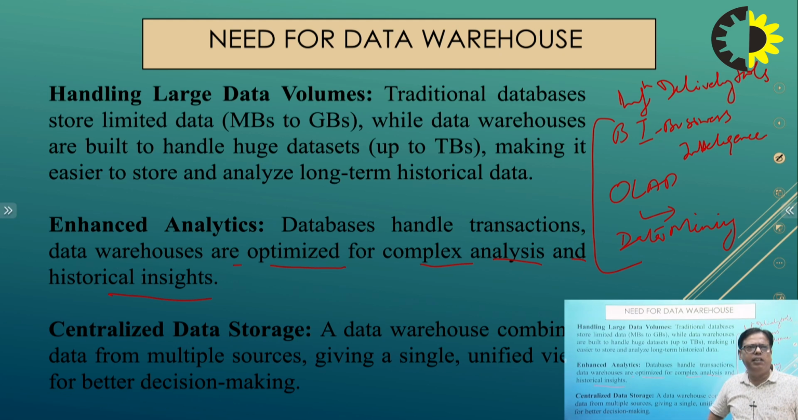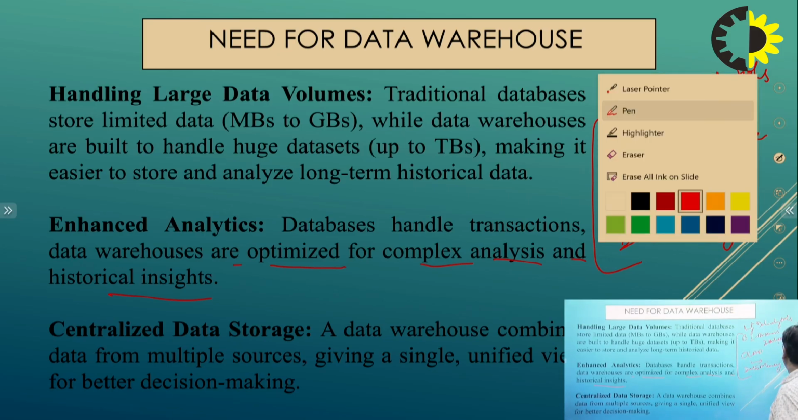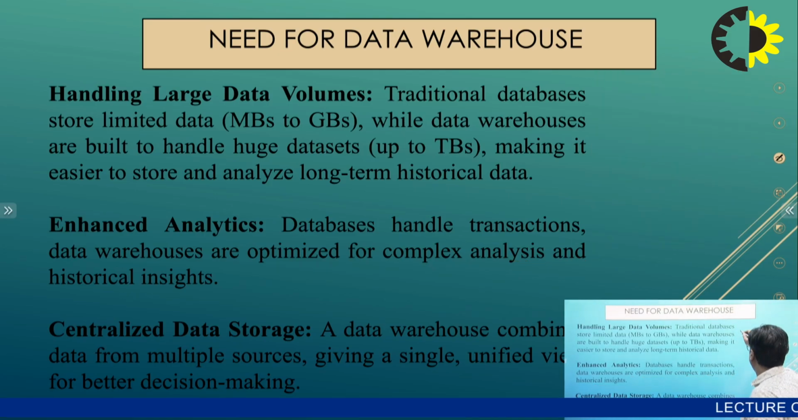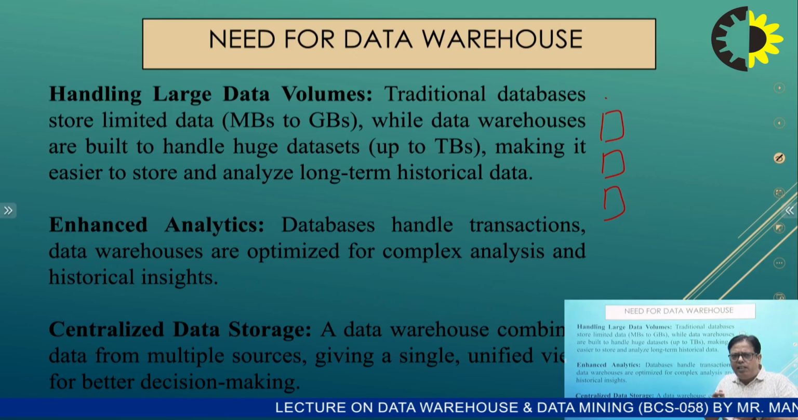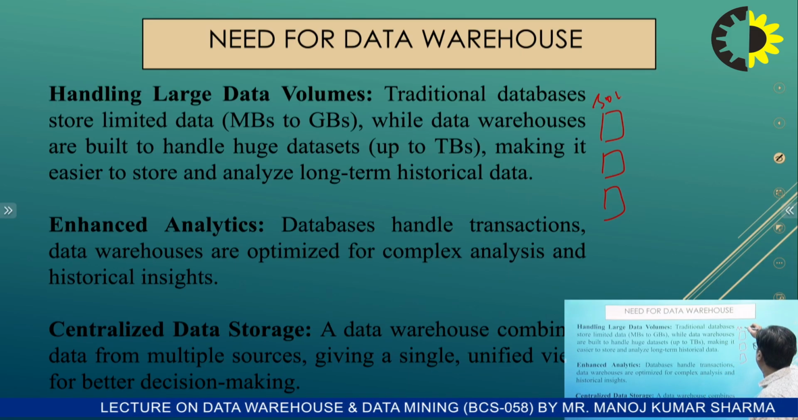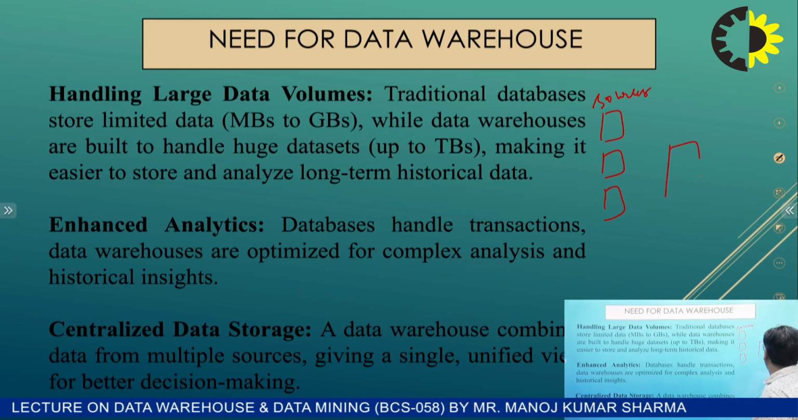Now the third need for a data warehouse is centralized data storage. A data warehouse combines data from multiple sources, giving a single unified view for better decision making. We will explain. These are the different sources. Sources may be external, internal, archive sources, operational sources and procedural sources. They are different sources. We can store the data in the data warehouse from different heterogeneous sources. So these are the sources and this is the data warehouse.